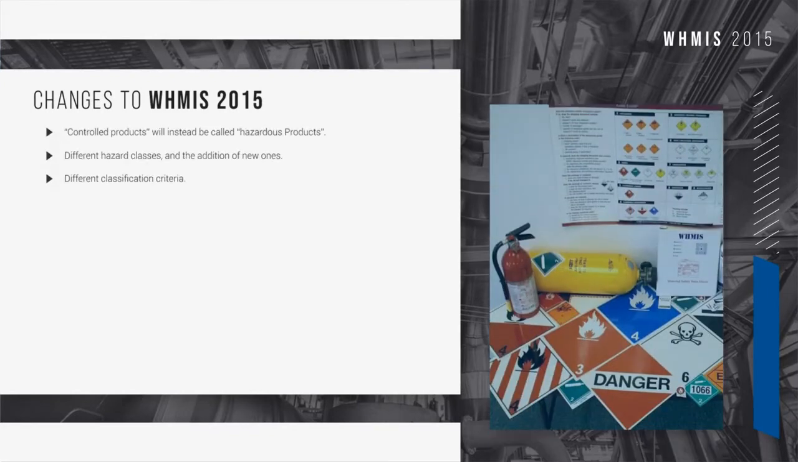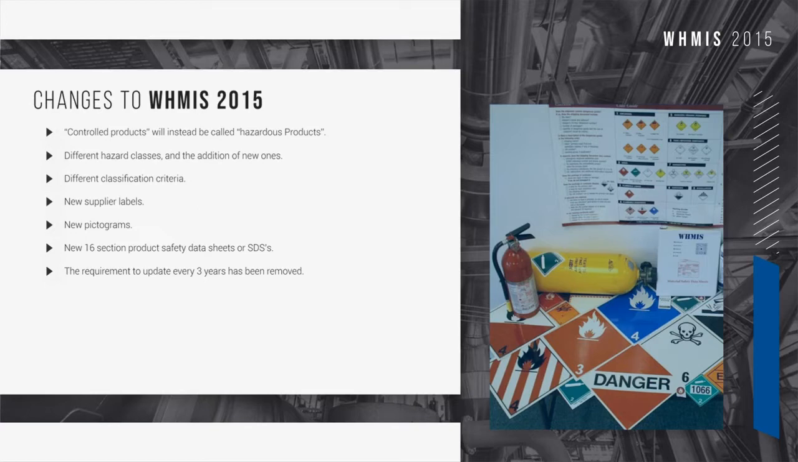Some of the more noticeable changes to WHMIS 2015 include some verbiage changes. Controlled products will instead be called hazardous products, and material safety data sheets, or MSDSs, are instead called safety data sheets, or SDSs. There are new hazard classes with each classification criteria. There are new supplier labels and new pictograms.